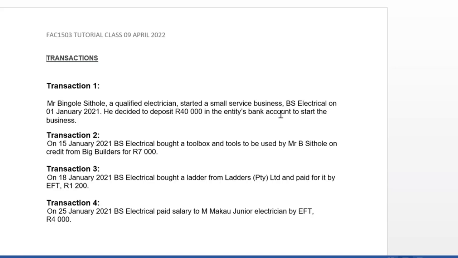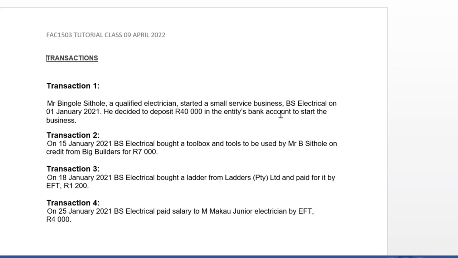Transaction one, so you are the bookkeeper for Mr. Bongile Sithole. Mr. Bongile Sithole started a small service business, is a qualified electrician. The first transaction is he decided to deposit 40,000 in the entity's bank account to start the business. So you, as the bookkeeper of that company, what is your source document, because you need to start capturing this transaction. Maybe they've got an accounting system. So you need to start recording this transaction on the accounting system.